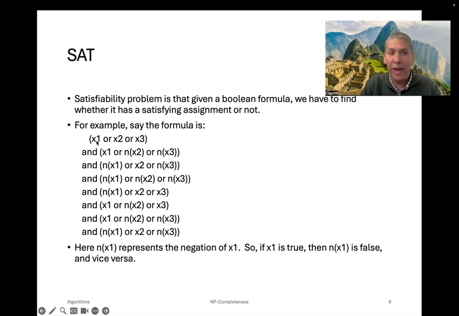Now, each of those inputs do have a relation with the other. For example, here, if you have x1 and here you have nx1, if you do set x1 to be true, then nx1 will become false. And then you have to figure out a way to make this clause true by setting something else to be true, which could then have a complication on something else.